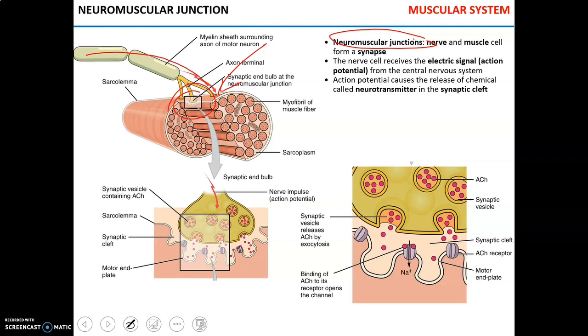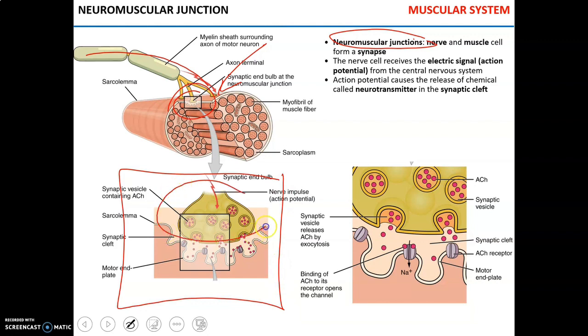Let's take a look at what happens at the neuromuscular junction. When an action potential, the nerve impulse, reaches the end of a neuron, the axonal terminal, that action potential releases a neurotransmitter called acetylcholine into the synaptic cleft.